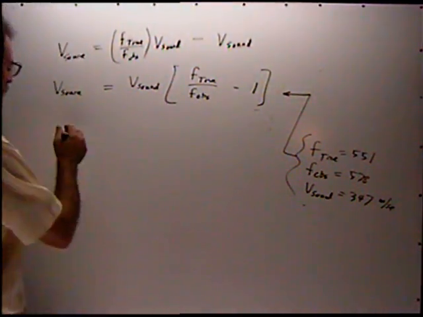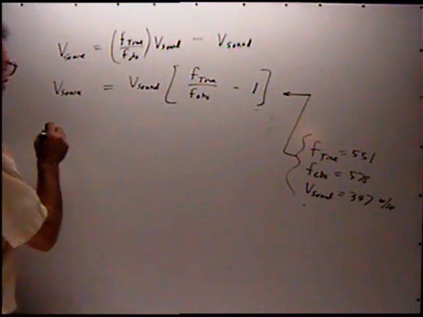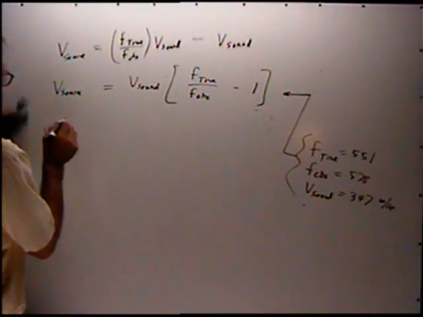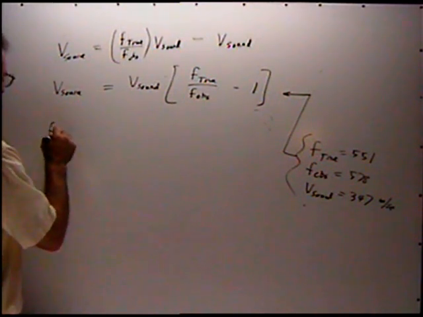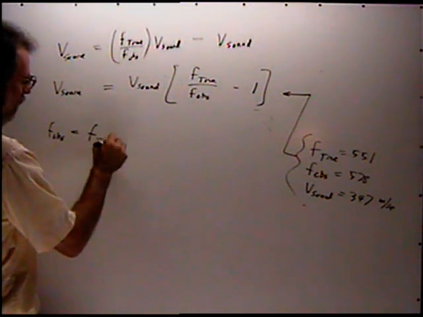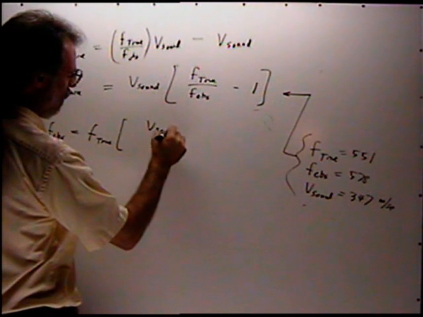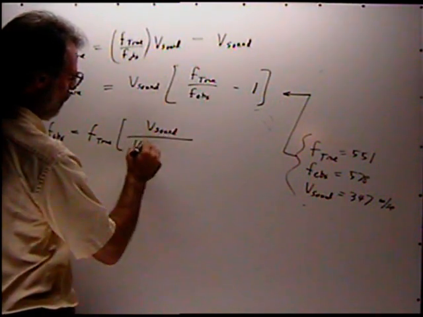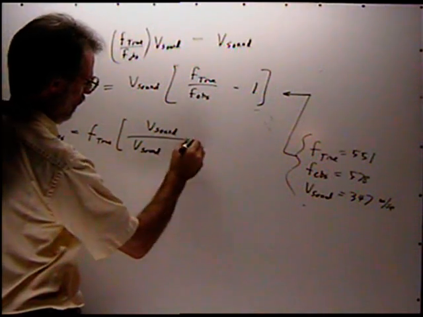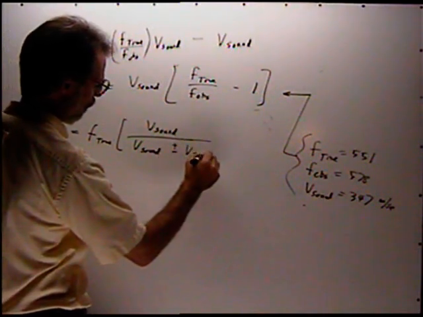Let's go back to where I think I made the error. I think I made the error actually at the very beginning. Let's see if we can do this quickly. The frequency observed equals the frequency true times the ratio of V sound divided by V sound, and then we have plus or minus V source.